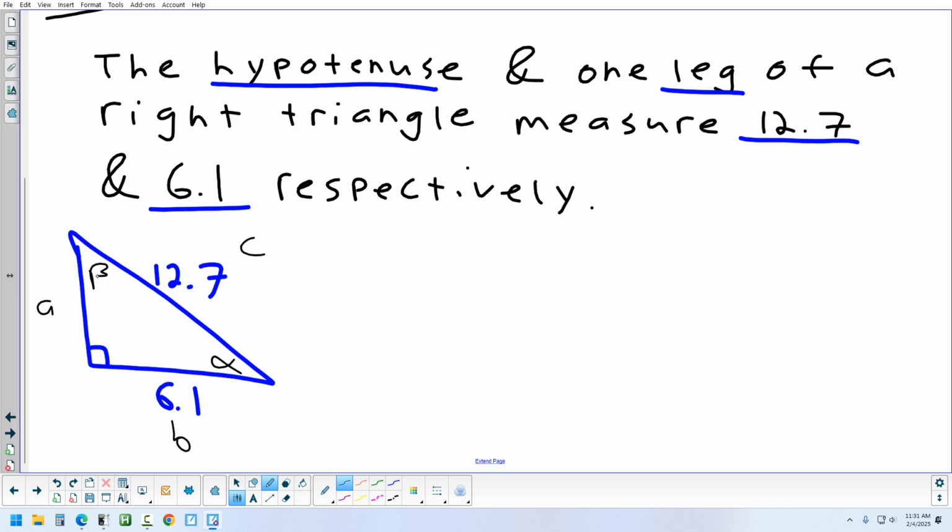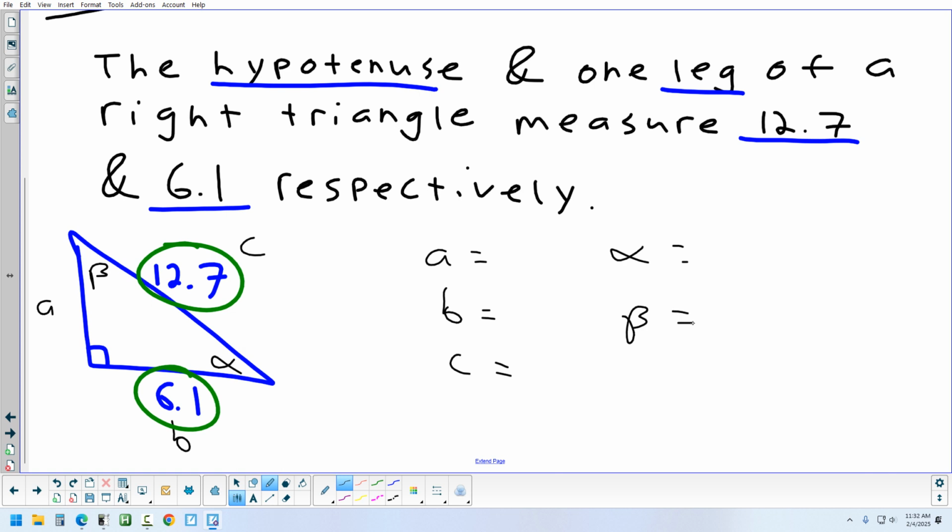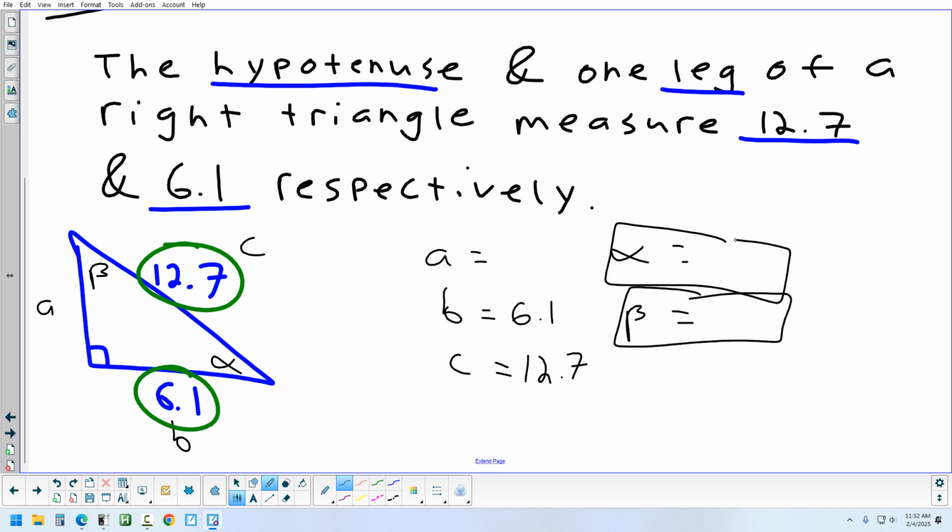This time, what is one of the pieces of information that I'm going to use? 12.7. Definitely going to use that. And what else? 6.1. And now you choose whether you want to do alpha or beta first. It doesn't matter. So which angle do we want to try to find first? Beta. Okay. So let's do beta.